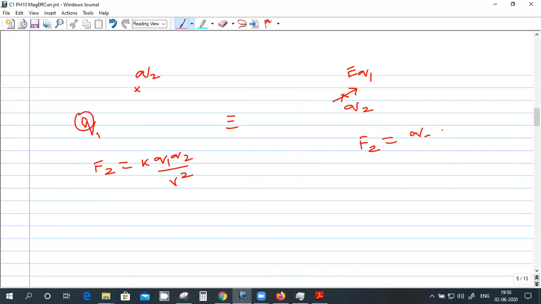As Q2 into EQ1, because by definition, the electric field is the force on unit positive charge, right? Then the force on 2 is Q2 times the force on unit positive charge. Now EQ1 is the force between Q1 and 1 coulomb, right? That is the definition of electric field. So this is equal to how much then?